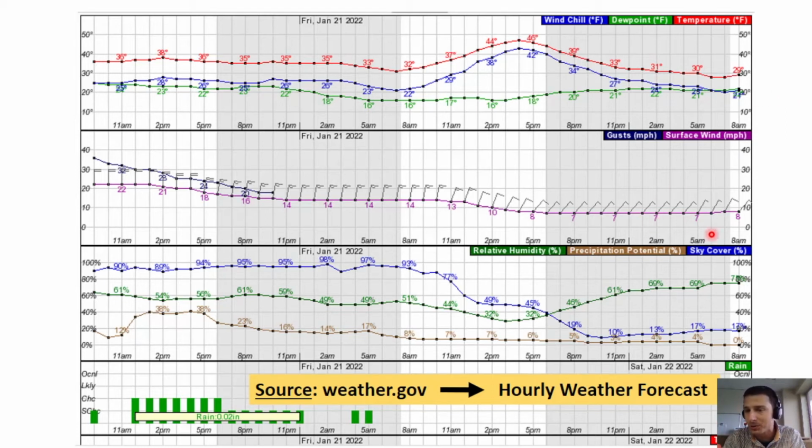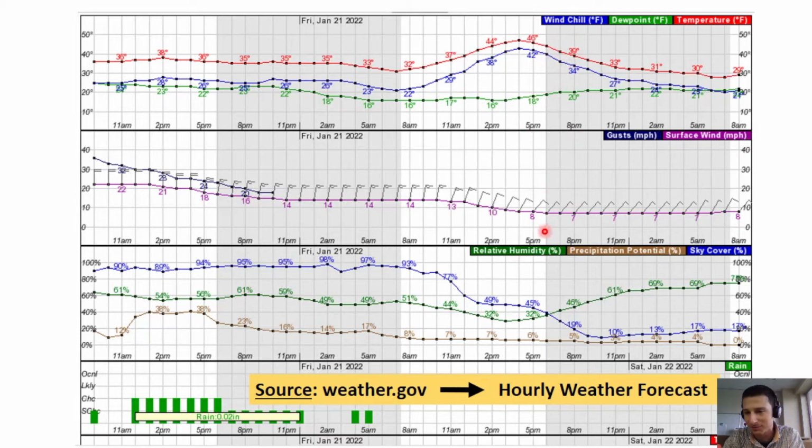So is this going to be a radiative freeze event? Well, as it stands right now, as the forecast looks, no, not technically. It's not going to be a radiative. This 7 mile per hour sustained wind speeds will be enough to keep the air mixed and keep everything the same temperature.